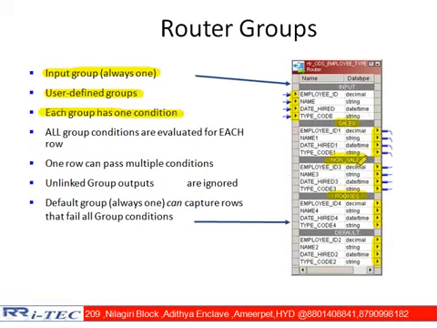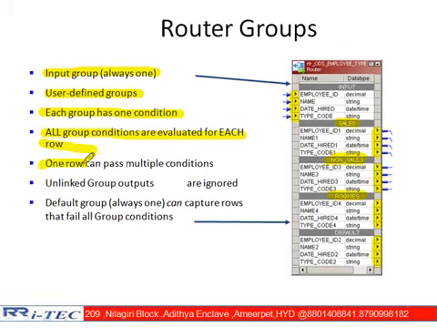Sales has one condition, non-sales has one condition, rookies has one condition. All group conditions are evaluated for each row. Whatever row we are sending, that row is going to evaluate the first condition, second condition, third condition. All the conditions are evaluated. If one record is passing three conditions, then the same record will be inserted into three targets.